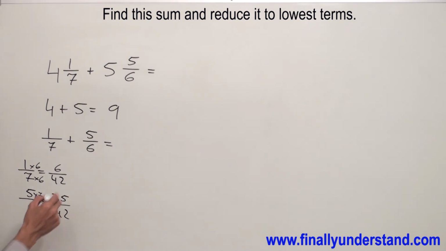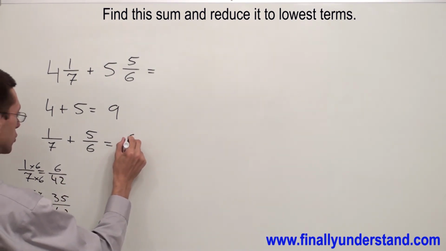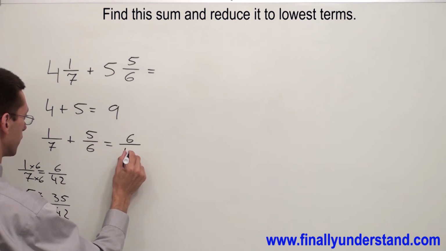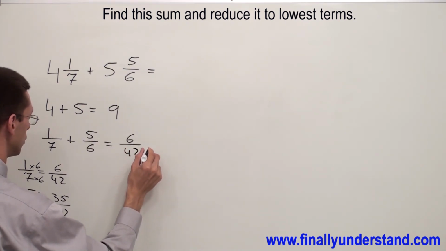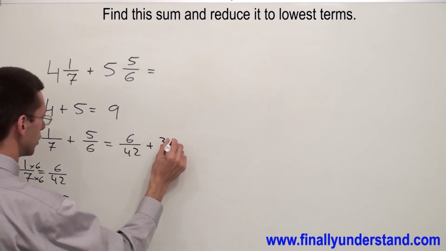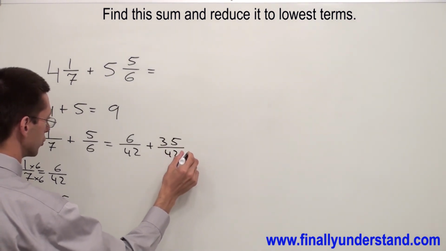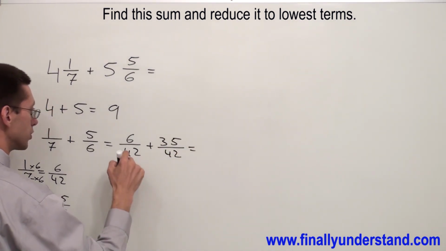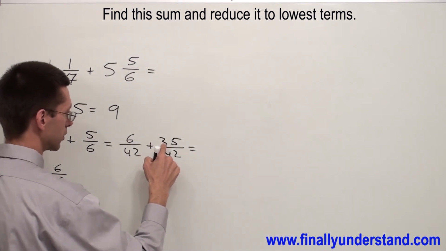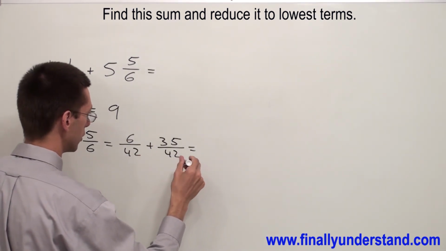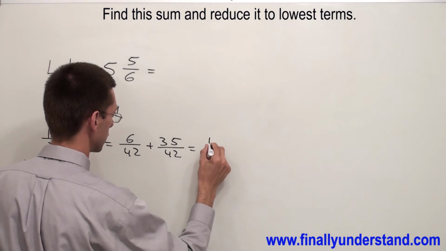Okay? So I can add these two fractions. I have 6 over 42 plus 35 over 42. 6 plus 35 is 41.